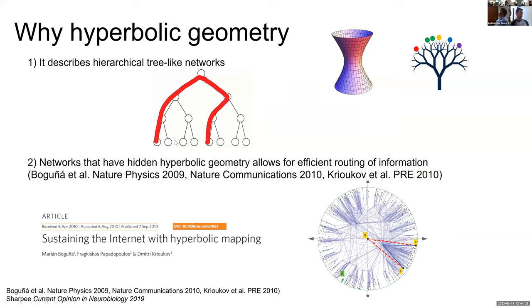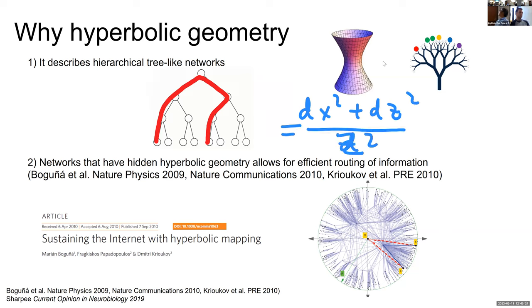either this model, and here the metric would be: if x is the coordinate along here, and z on the y axis, then the distance between two points is given by dx squared plus dz squared divided by z squared. So small z, say near here, zero is unattainable because the distance diverges. So that's a mathematical distortion. So that would be a model for this one, the Poincaré half-plane.